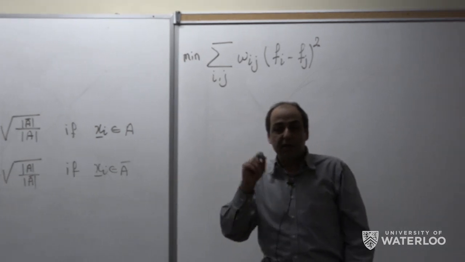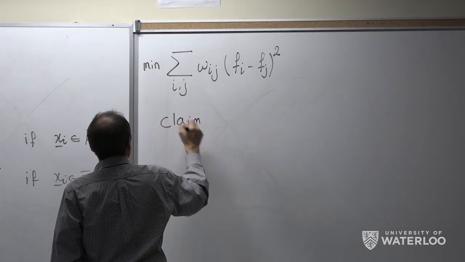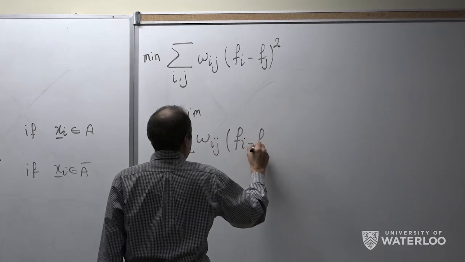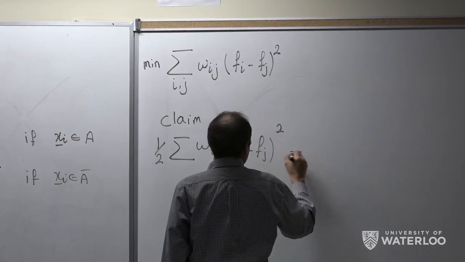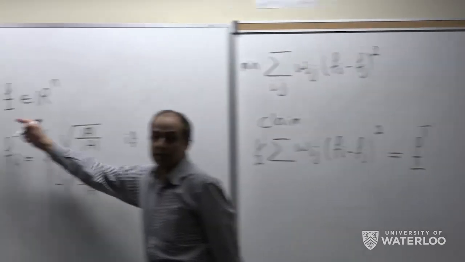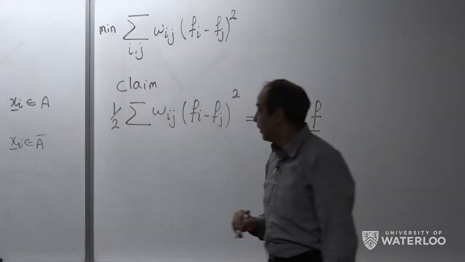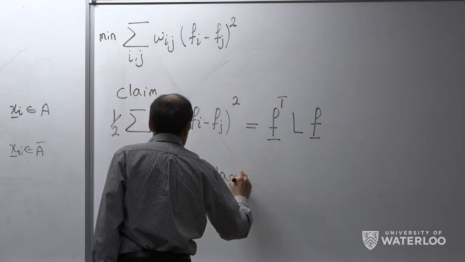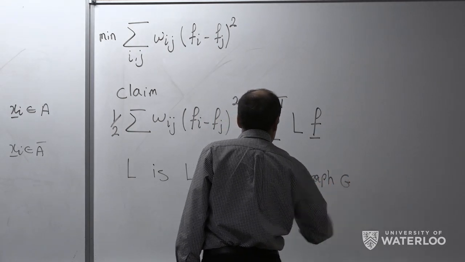Now I have another claim. The claim is that this cost function, the sum of wij (fi minus fj) squared, actually one half of this, is equivalent to f transpose LF, where f is the vector that we defined here, and L is the Laplacian of graph G. Okay?